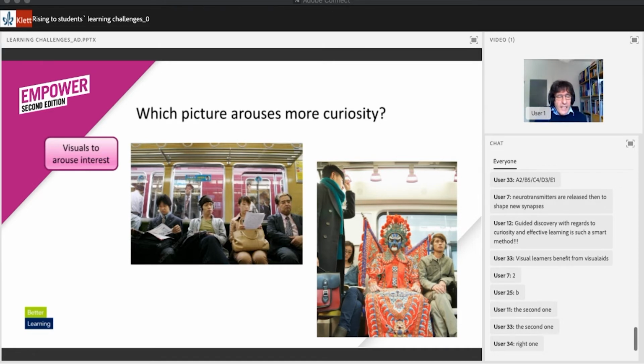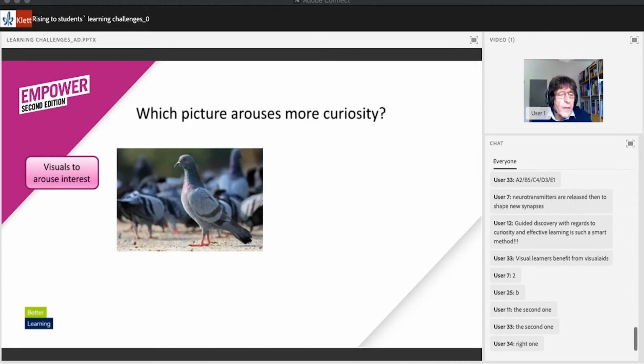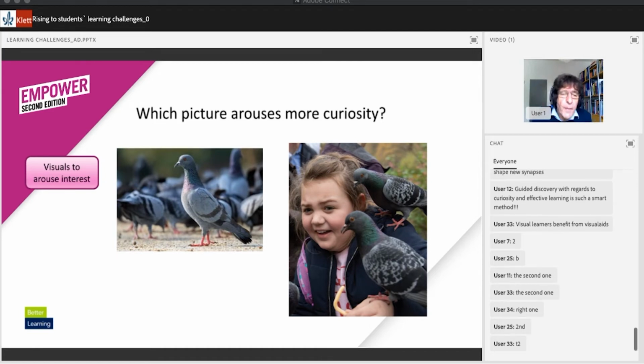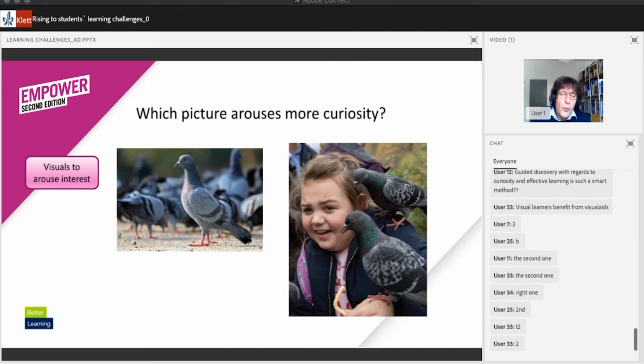But I think it's clear that the second picture is a lot more interesting than the first picture because it tells a story. There's something going on in it. We wonder, who is this guy? Why is he wearing these clothes? What's he going to do? What do the other people in the train think about him? And so on. Whereas the first picture doesn't, in fact, lead to this kind of interest or discussion.